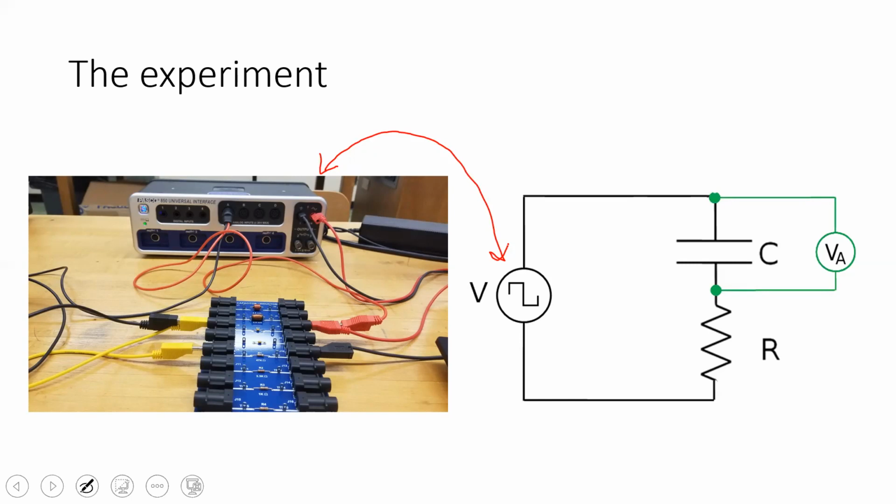So we're going to use that step function generator. We're going to plug it in according to our schematic to a capacitor. You see the circuit board right here.